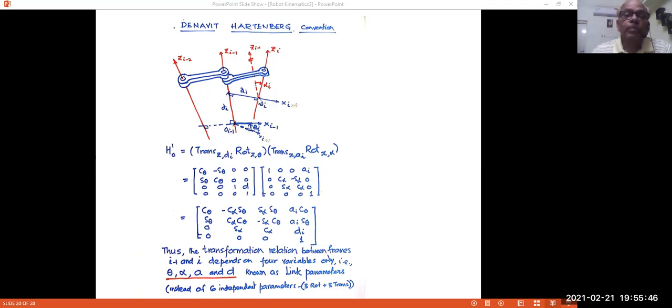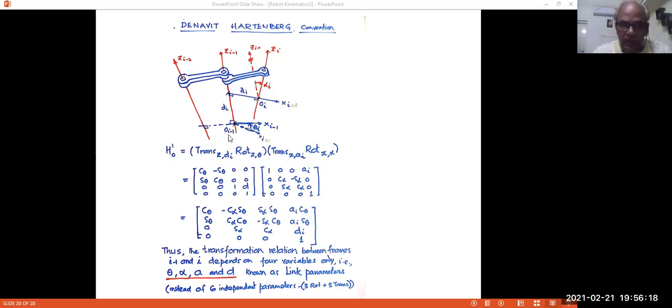So this frame Zi, Oi will be at this point on Zi, at the intersection with the common normal, and we call that common normal Xi, because this frame is attached to this link i. This frame is attached to this link i, though physically they seem to be separated. This frame will be rotating along with this link i. Oi minus 1 will be rotating along with link i minus 1, and so on.